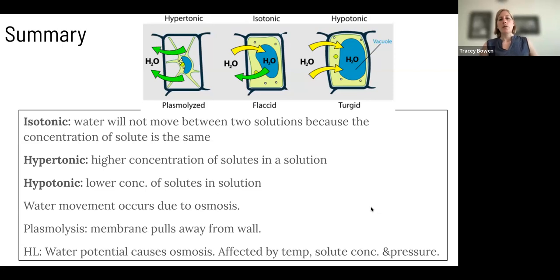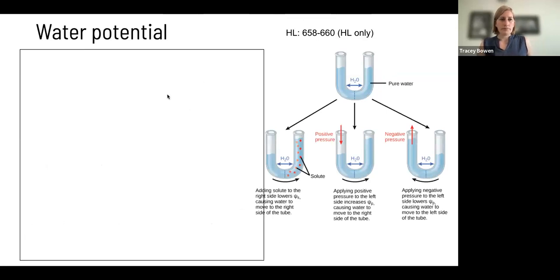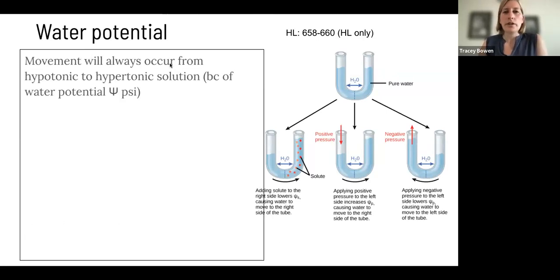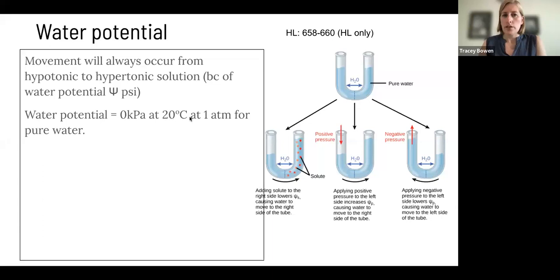HL students, we're going to look at water potential and how it causes osmosis, and that's going to be affected by temperature, solute concentration, and pressure. So water potential is going to be triggering movement of water, and movement of water is always going to occur from a hypotonic to a hypertonic solution because of the water potential. And PSI here, this little trident symbol, is the symbol for water potential. So water potential is 0 kilopascals at 20 degrees Celsius at 1 atmosphere for pure water.